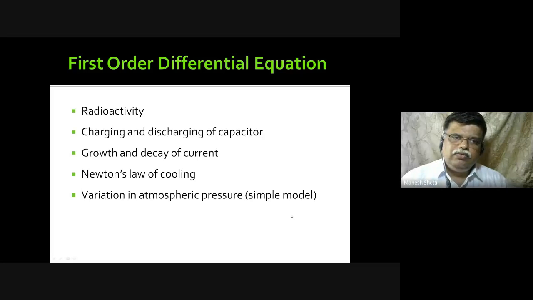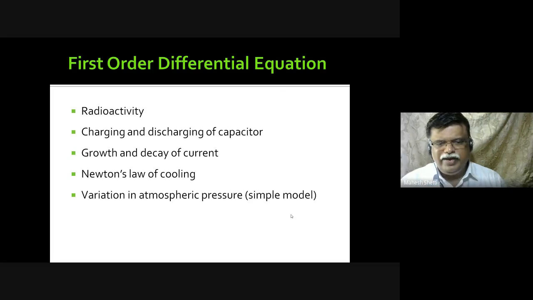Okay, so let us take various cases. First order differential equation. You observe many of these kinds of problems in radioactivity, charging and discharging of a capacitor, growth and decay of current, Newton's law of cooling, or variation of atmospheric pressure. If you take a simple model, you get a first order differential equation.